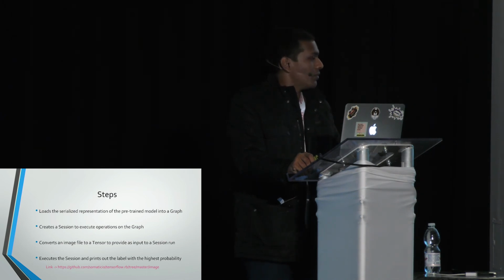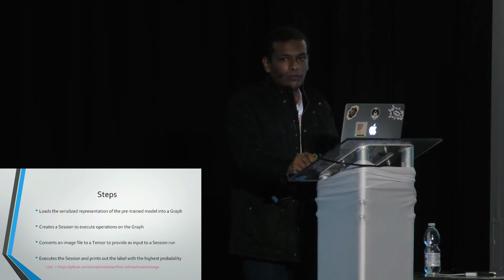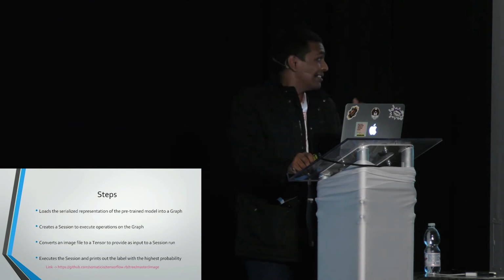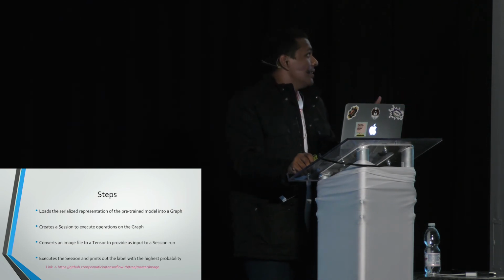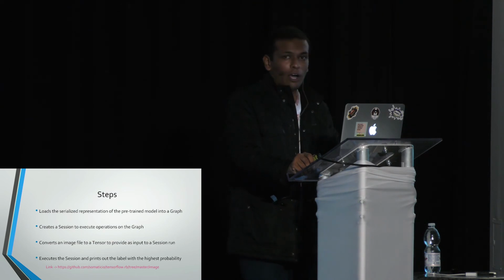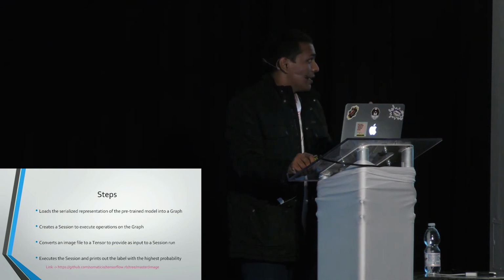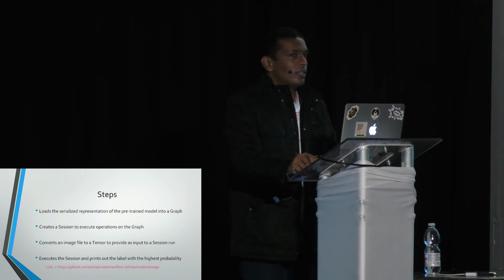So if you download it and use an example from the TensorFlow RB website, the way it works is pretty simple. You load the serialized representation of the pre-trained model into a graph. You get this serialized representation, or the graph model, downloaded from Google. Then you load it into a graph. Then you create a session to execute the operations on the graph. And then you convert the image file that you're using as a reference to run on, which will be provided as an input to the session. And then you execute the session and print the label of the image file.